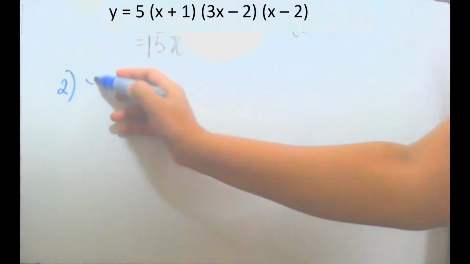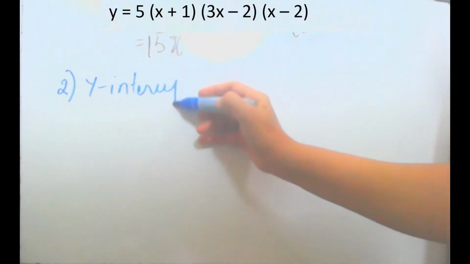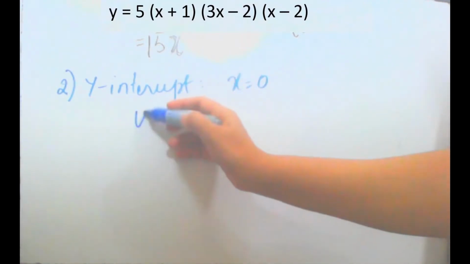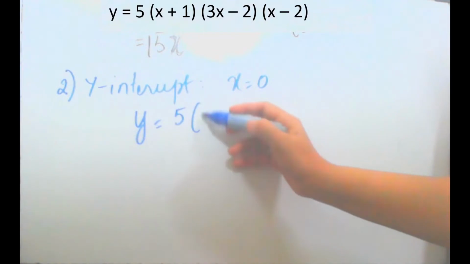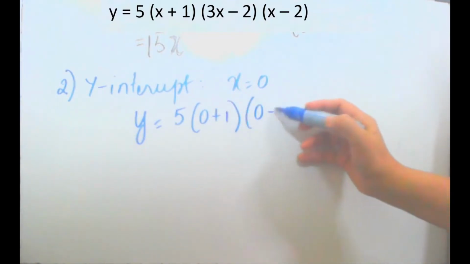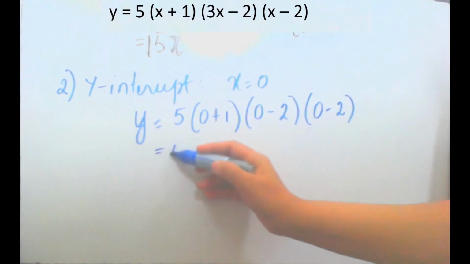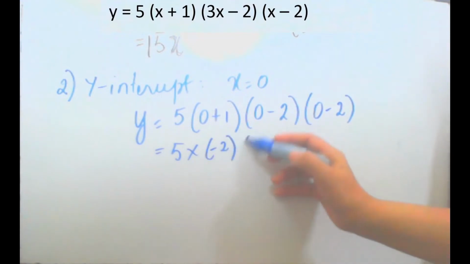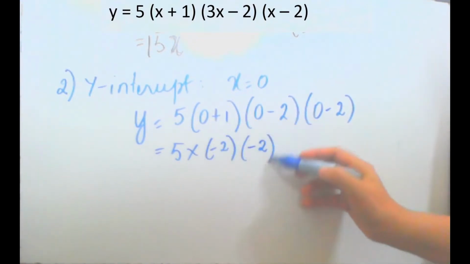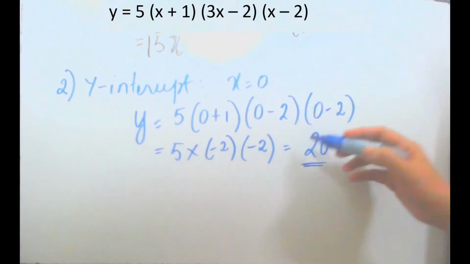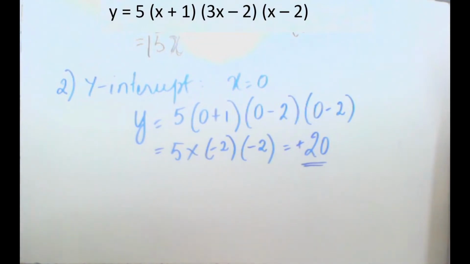Now the second point is finding the y-intercept. The y-intercept is found by substituting x equal to 0. So in this equation, if you substitute x equal to 0, let us see what we get. 0 plus 1, 0 minus 2 from the second bracket, 0 minus 2 from the third bracket. So this simplifies to 5 multiplied by 1 multiplied by minus 2 multiplied by minus 2, which is 4 times 5, that is 20, and this is going to be positive 20. Alright, now that we got the y and x intercepts, let us proceed to draw the graph.